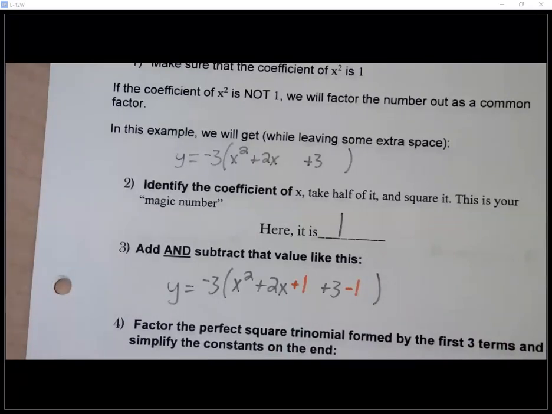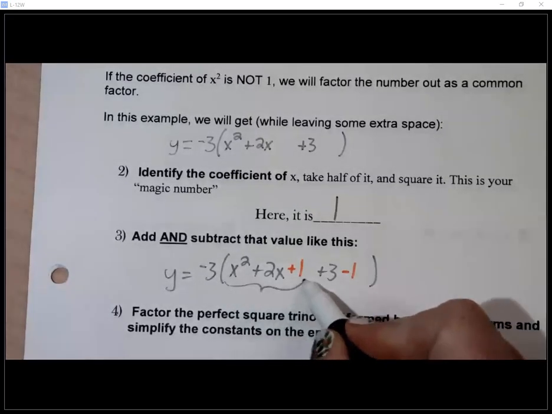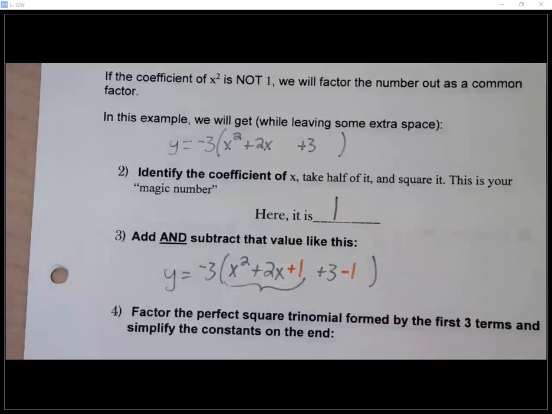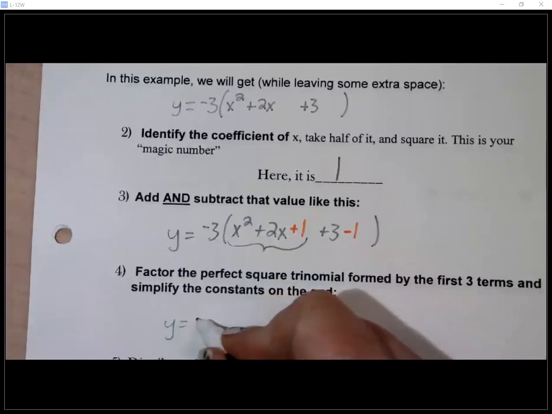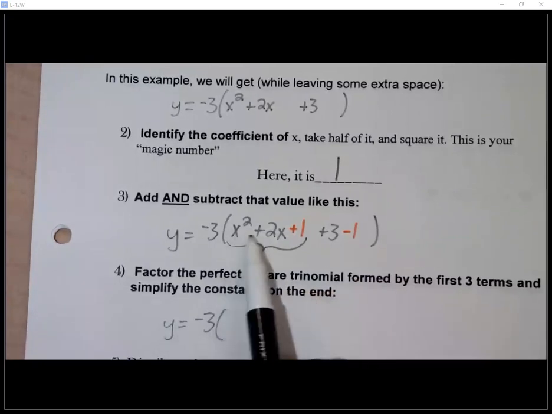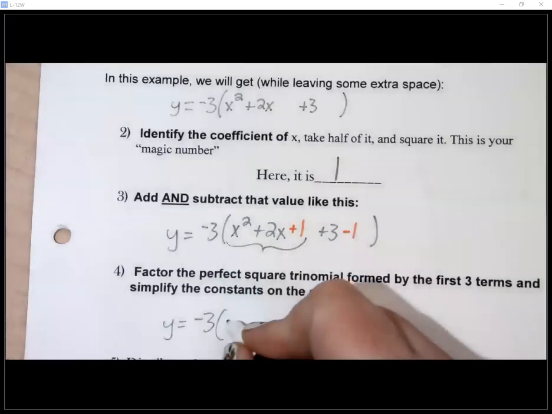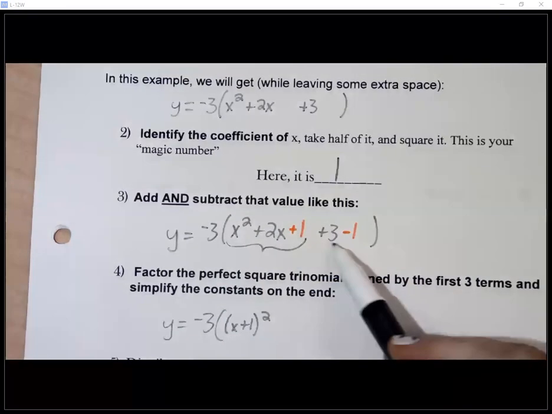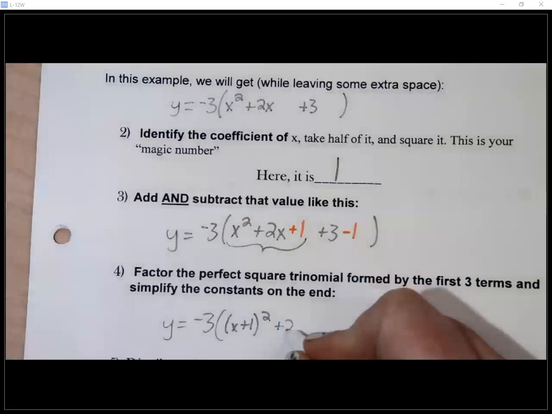However, if I don't cancel them out, look at this cool little thing that I can do. This chunk right here is always going to be a perfect square trinomial. So I'm going to factor that like I normally would. If I just factor these first 3, the factors of 1 that add to be 2, in this case, would just be 1 and 1. So I'd write it as x plus 1 squared. And then I just simplify these, a positive 3 and a negative 1, that's a positive 2. Isn't that a neat little trick?